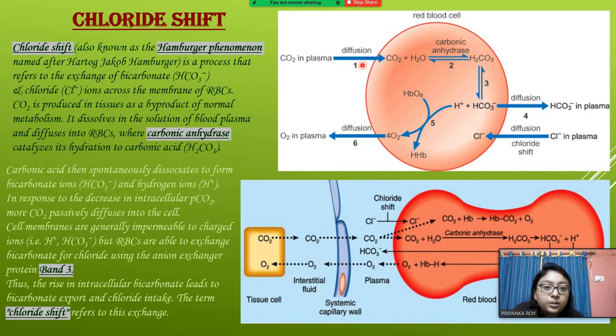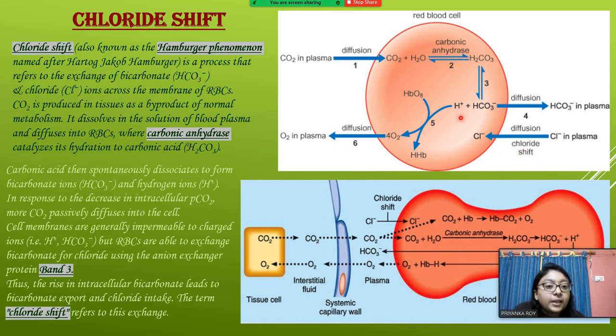Here, as you can see, when the carbon dioxide in plasma is diffusing into the RBCs, then in the presence of carbonic anhydrase, which is present only in the RBCs, this reaction occurs and carbonic acid is formed. This again is a reversible reaction, and it can form H plus plus HCO3 minus. If the bicarbonate ions diffuse into the plasma, there will be a negative shift, and this negative potential is balanced by the influx of chloride ions into the RBCs. This mechanism of balancing the negative ions is known as the chloride shift.